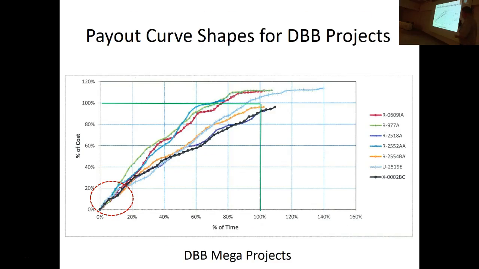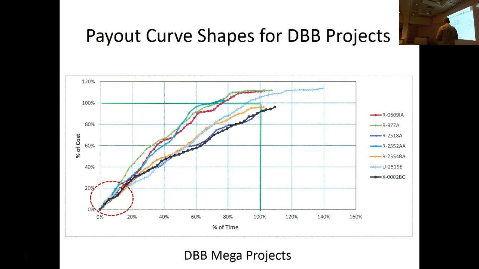So I mentioned that the shapes of the payout curves for design bid build projects and design build projects are different. Okay, so we looked at a number of actual projects. You see here on this side, a number of projects, and we plotted out the payout curves for these projects. And right in here, you can see that for design bid build projects, the contractors immediately started construction. So the expenditure curve is very steep. Okay, right off the get-go, and that's different compared to a design build project.